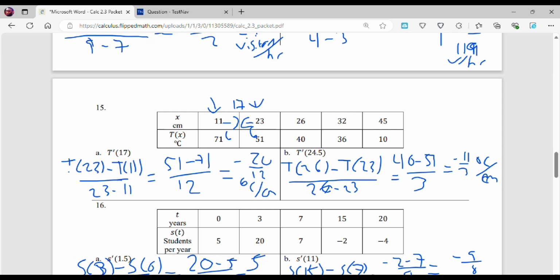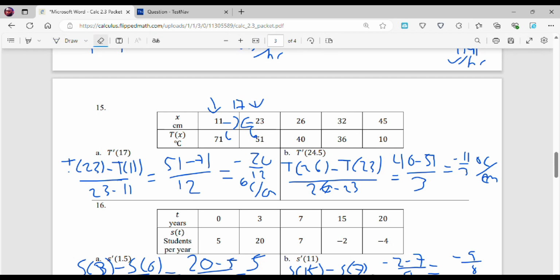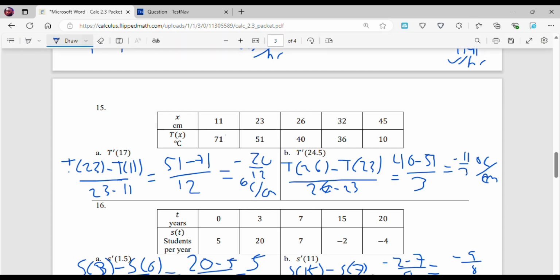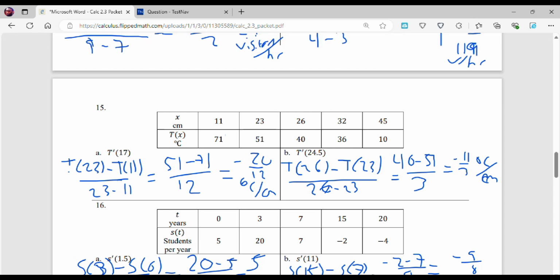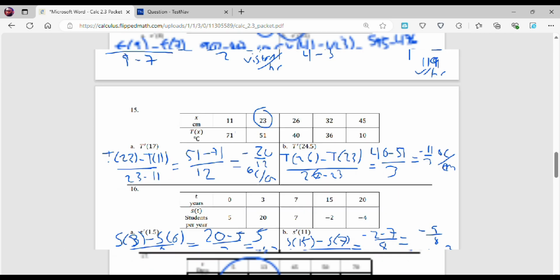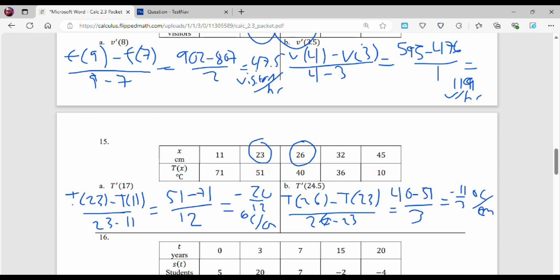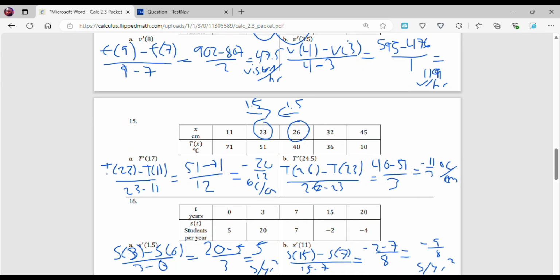Now 24.5. See if you can find which two values. Hopefully it's starting to become easier to recognize. If you haven't recognized, 23 and 26 are the two values that you will use to approximate 24.5. It's right 1.5, it's left 1.5, and you get 24.5. So that's usually your indicator.